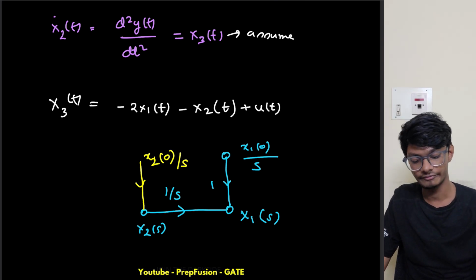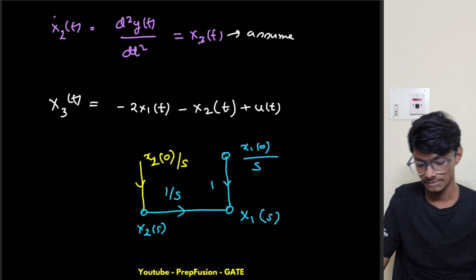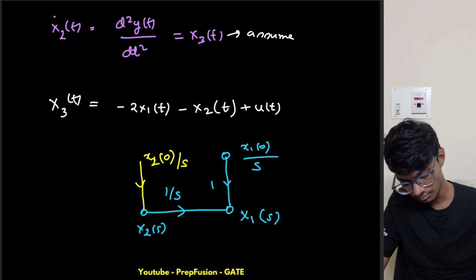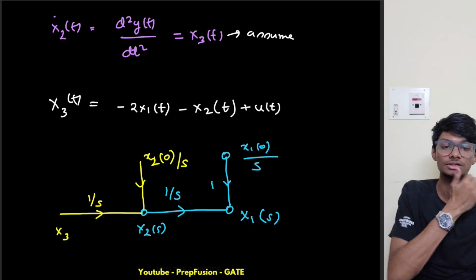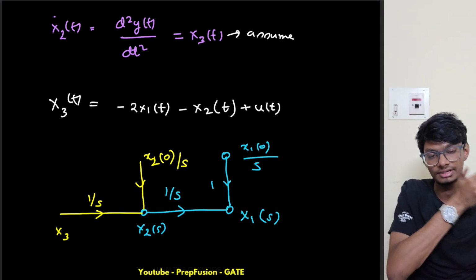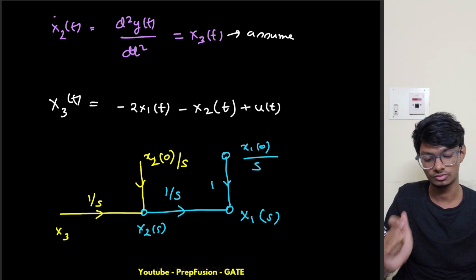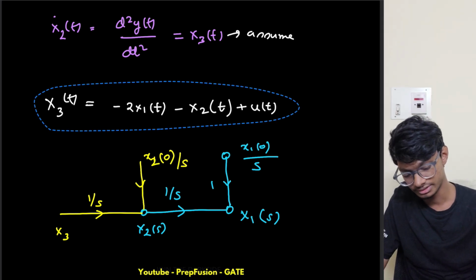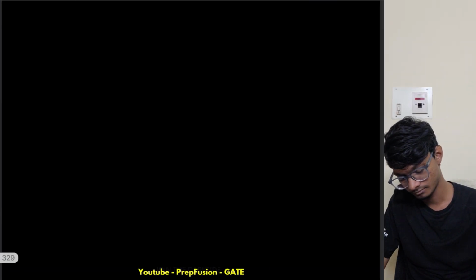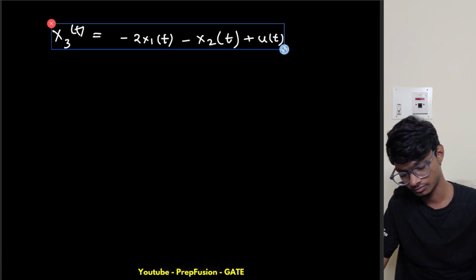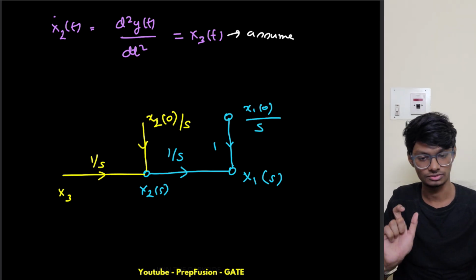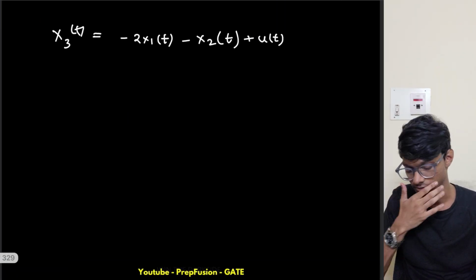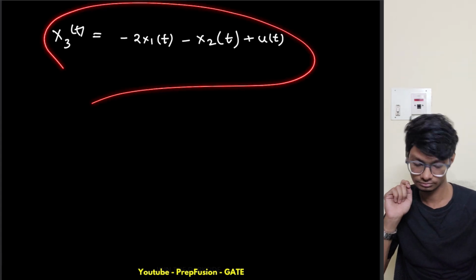Now we also have to add x3 by s. So this will be my x3 and this is my gain of 1 by s. So x3 by s is also getting added. Now what does x3 equal? I will write this on the next page. x3 equals this one. This one was just for x2. Now what does x3 equal? x3 equals this.